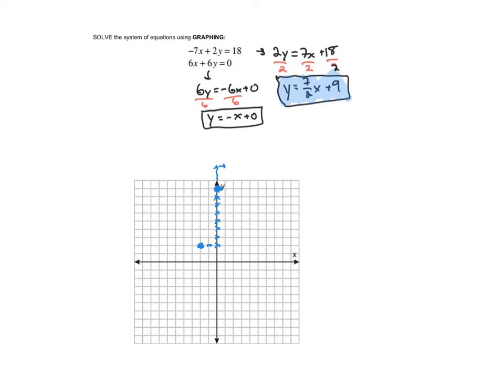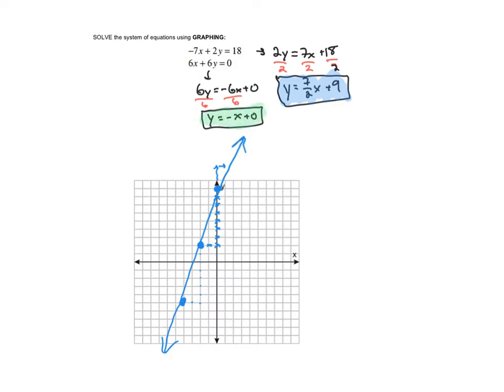So I got the big point there, the big point there, and I can do it again. 1, 2, 3, 4, 5, 6, 7 over 2. Right, so that looks like that. The only reason I would like to do that is just give me a little more space to draw that out. Okay, let's try this one here.